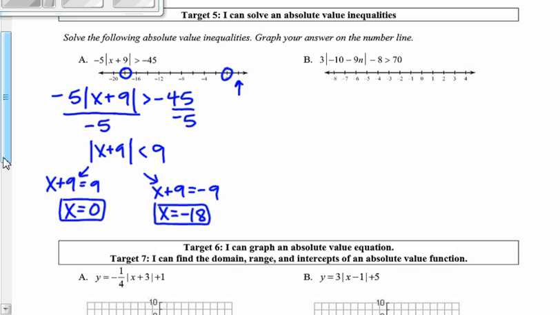So if I plug in 2 to this original problem, I would have 2 plus 9, which is 11. The absolute value of 11 is still 11. Times negative 5 would be negative 55, and negative 55 is not greater than negative 45. That would be a false statement. So this number out here at 2 made a false statement, so I'm going to shade in between these points, and you could even test a value in there. For your final answer, since it's in between, it would be everything between negative 18 and 0.